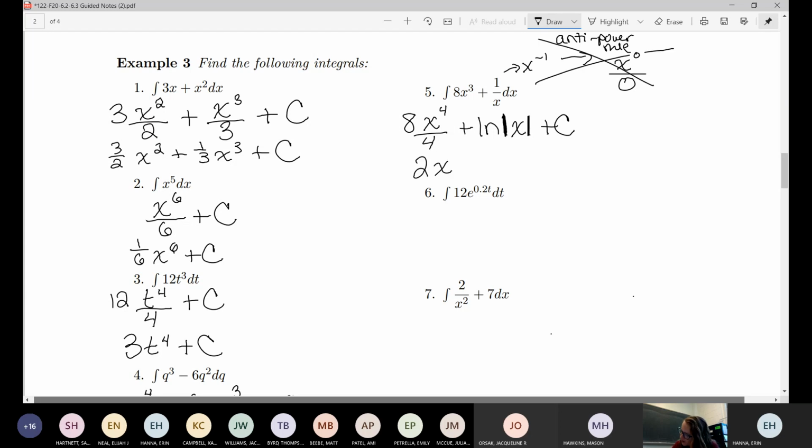So if you want to, you can simplify that to 2x to the 4th plus natural log of the absolute value of x plus c.